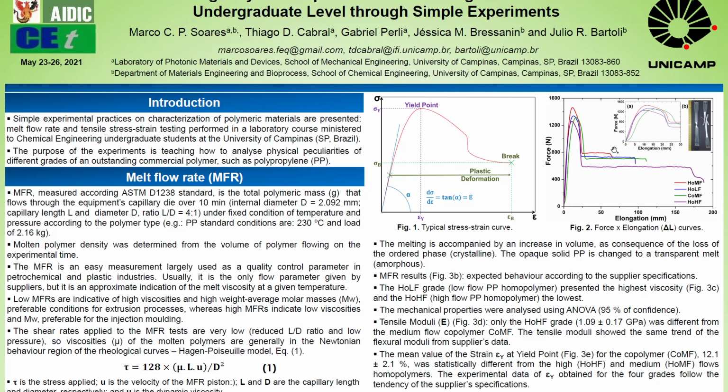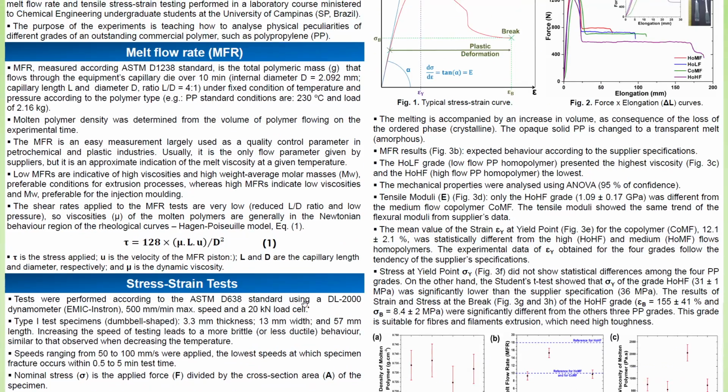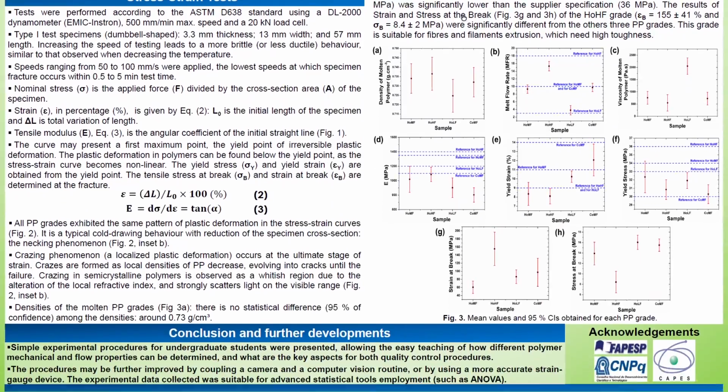All 4 grades exhibited the expected behavior, which is a typical curve for cold drawing with the reduction of the cross-section due to the necking phenomenon, as we can see in figure 2 in set B. And we can also observe the typical stress whitening in the necking region due to the crazing phenomenon. All the data collected from the MFR and stress strain tests is compiled in figure 3.